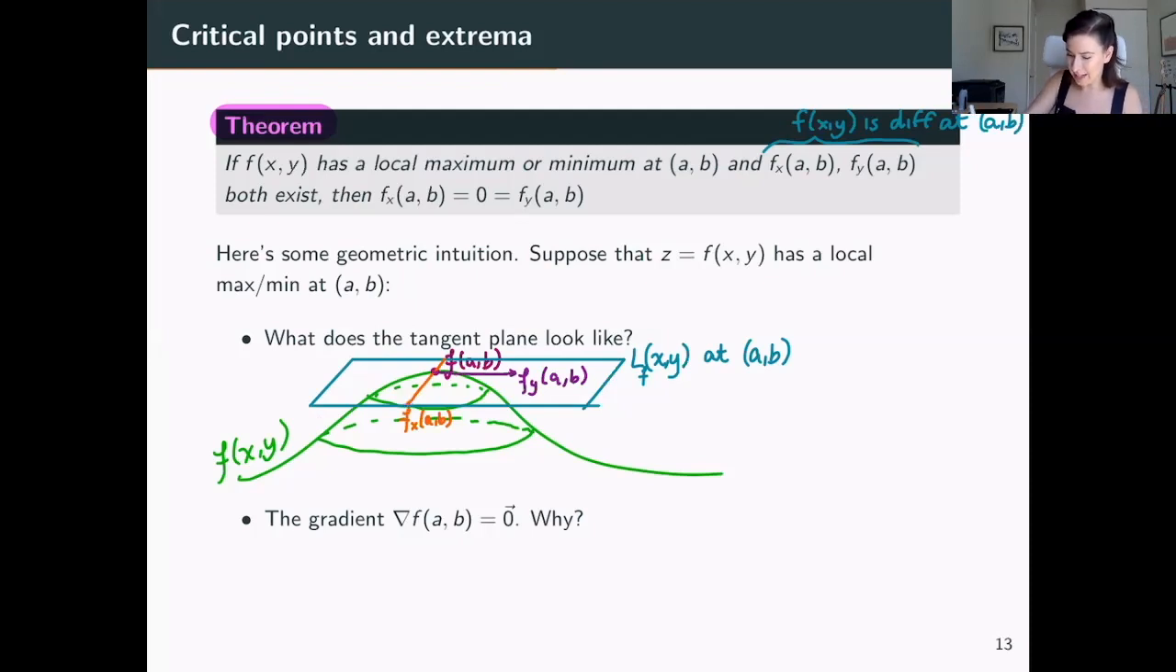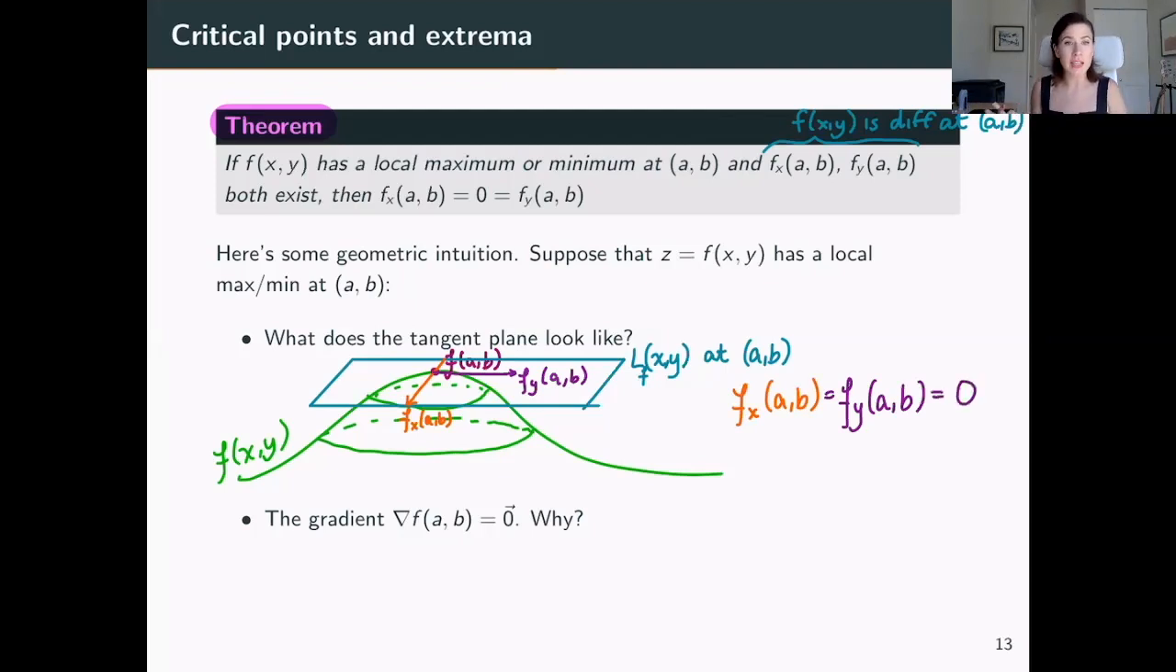And in this case, we see, trying to change my color here. There we go. Okay. We can see that in this case, with that tangent plane being flat, our change in y is 0 and our change in x is 0. Both our f sub x at (a, b) and our f sub y at (a, b) are going to have to be equal to 0.